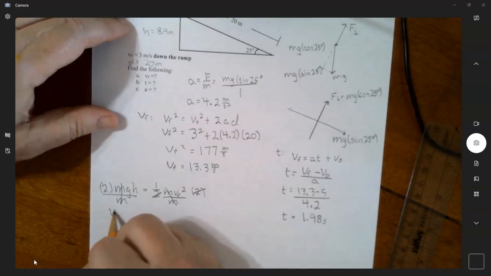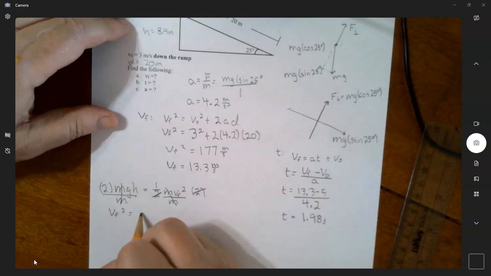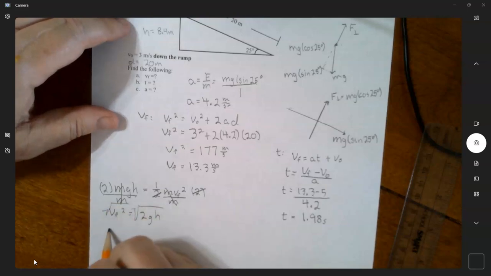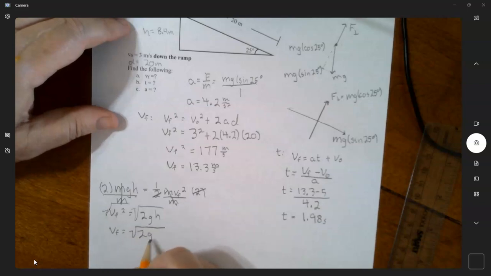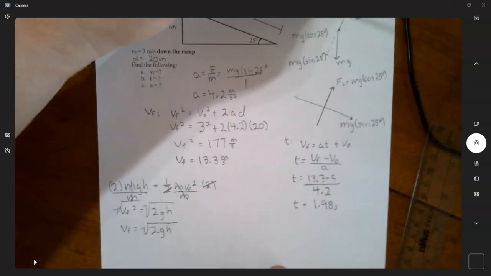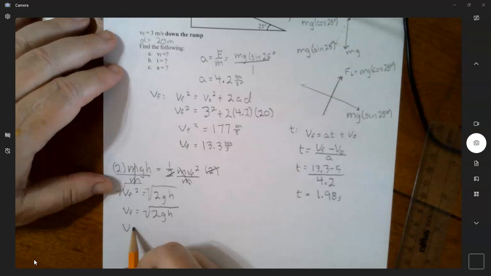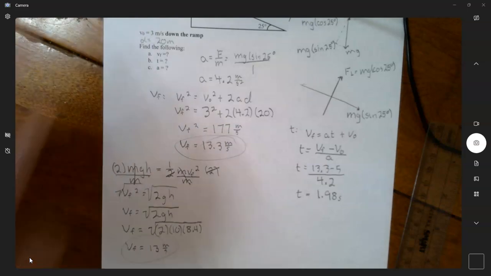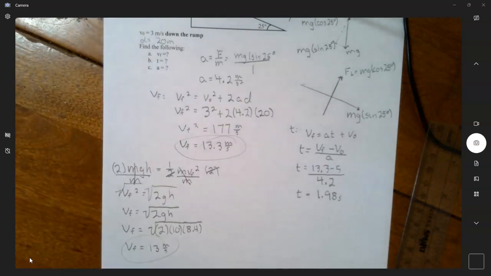So now you have Vf squared equals 2gh. Take the square root of both sides, and you get Vf equals the square root of 2gh. Plug in the numbers. Okay, and finally Vf will give us about 13 meters per second. A little bit off from our answer up here. Again, it's always just rounding error when you're off by that much, and it's nothing to worry about. They would not mark you off on the AP exam for that.